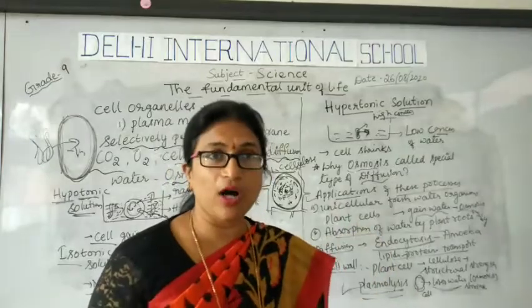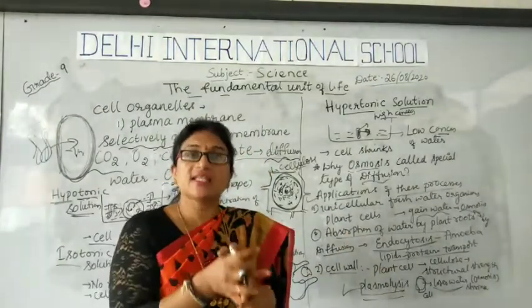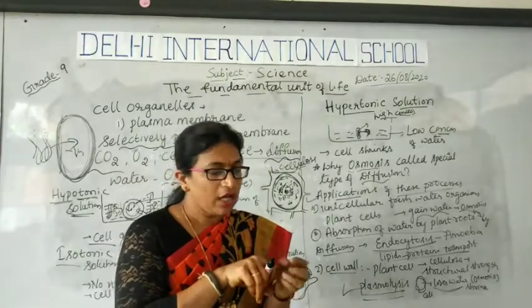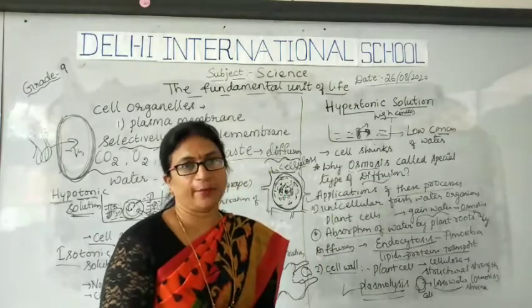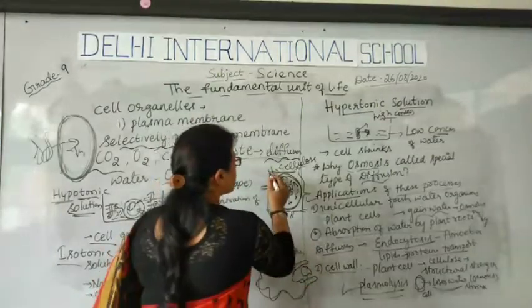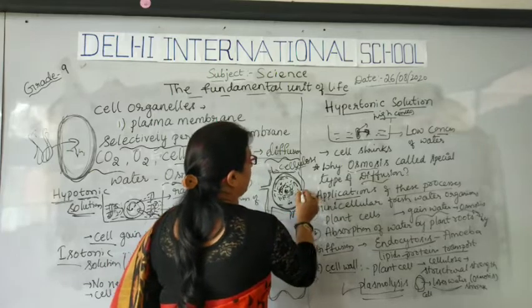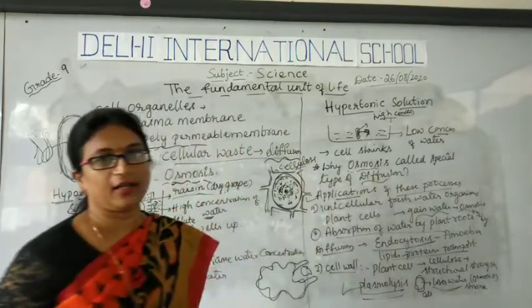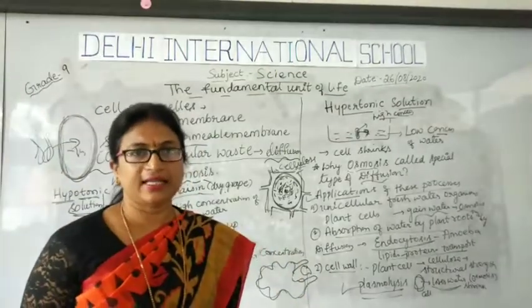Because of the cell wall, plants do not undergo plasmolysis. The plant cell wall protects the cell from plasmolysis or cell shrinkage by providing support and rigidity to the cell. Okay, so further information about the cell wall we will see in the next class.